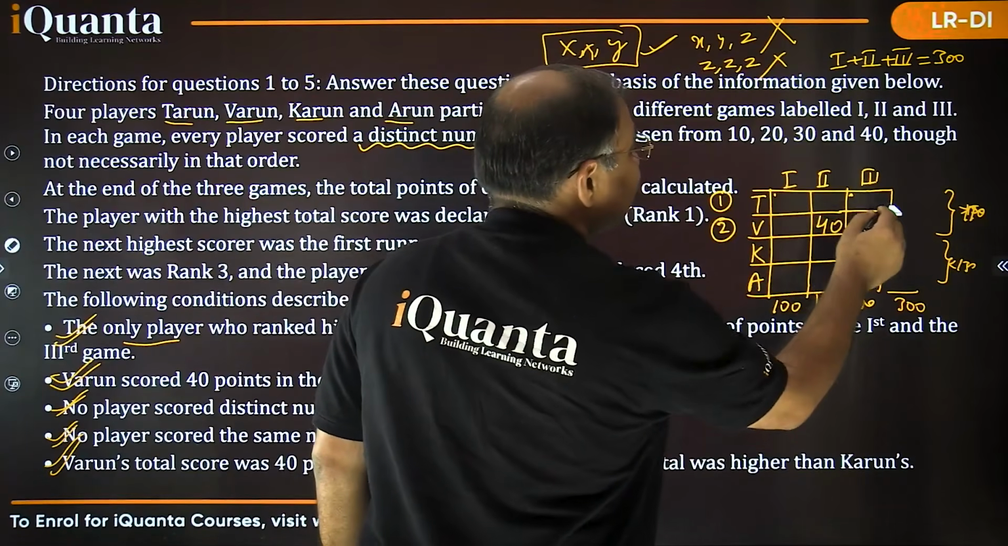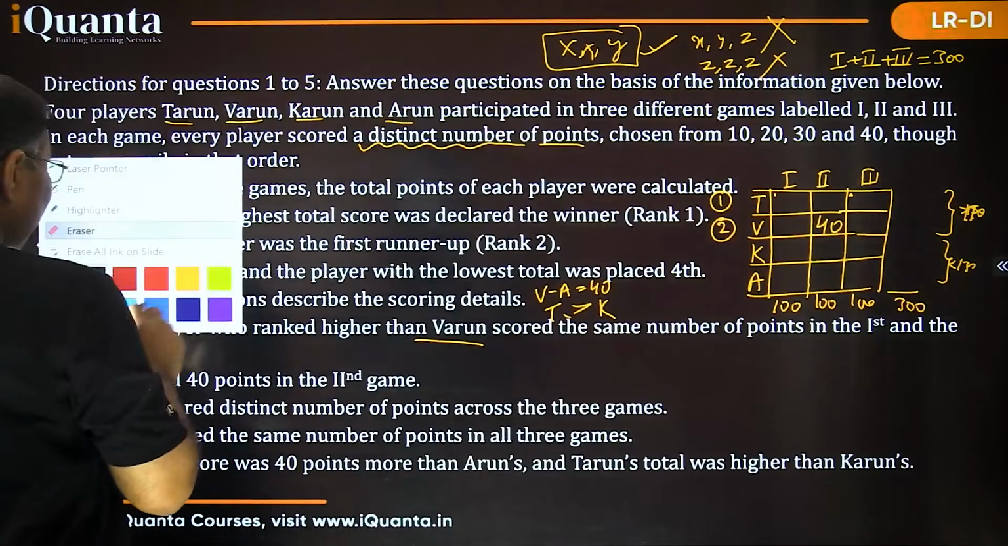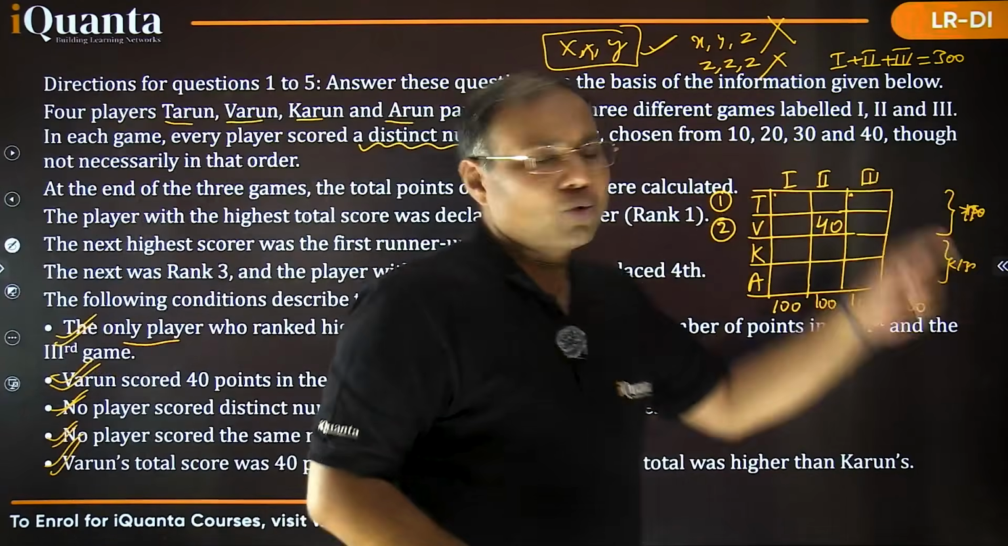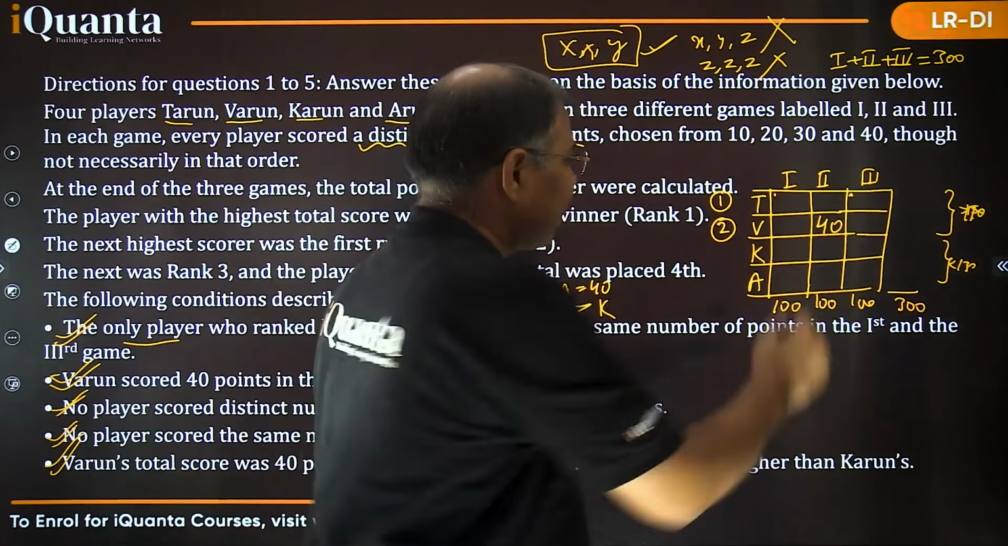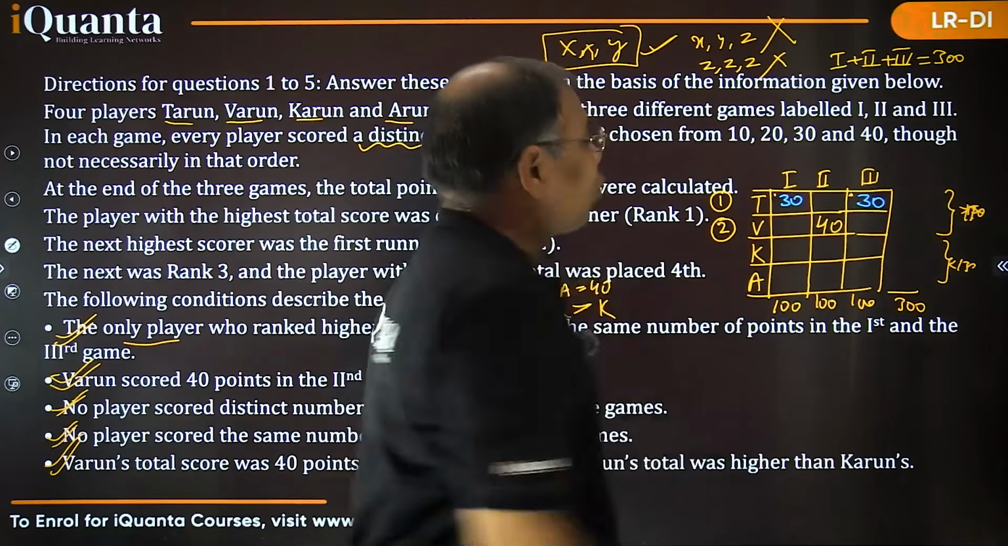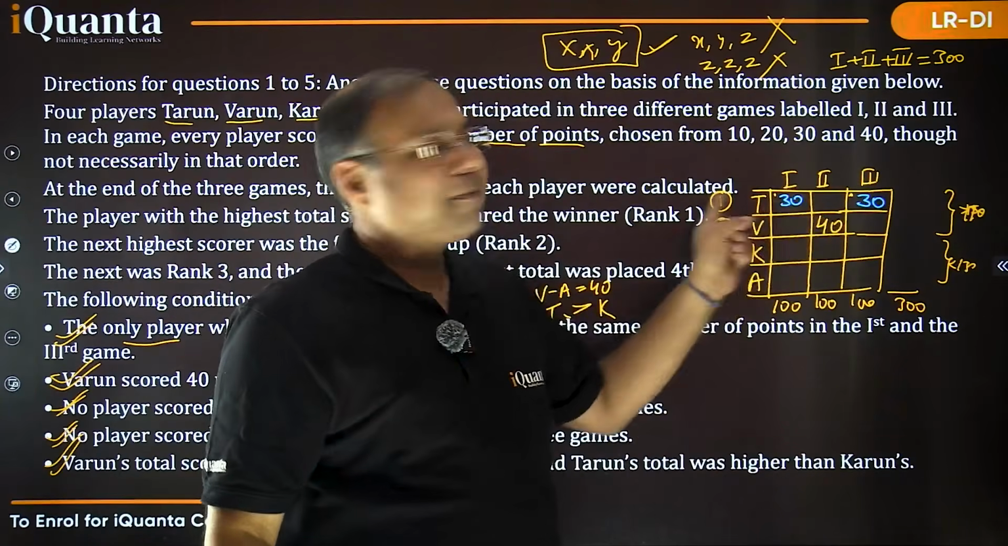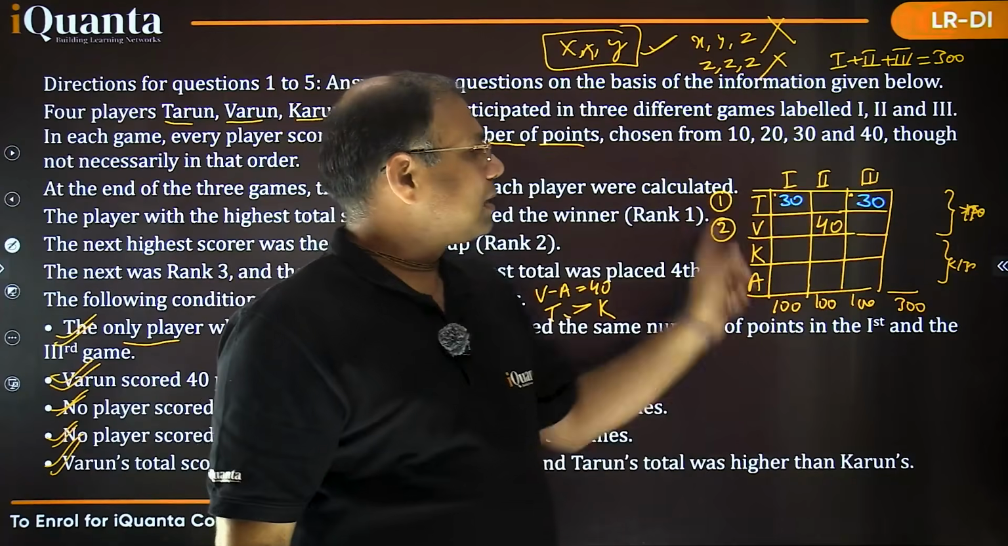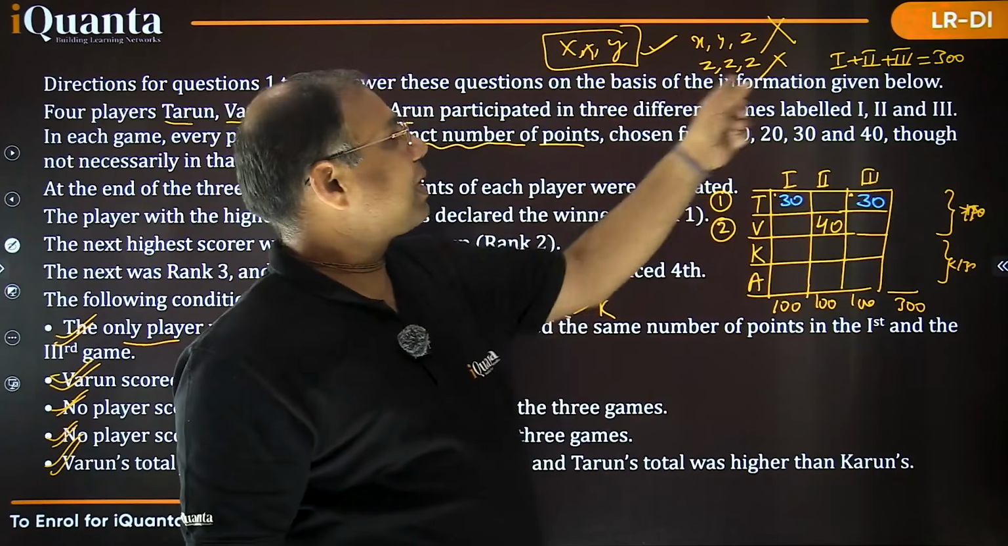So let's move to the next possible scenario. For these two equal scores, maybe let's try 30, right? So if I take this to be 30 and 30, can you tell me what could be the maximum value in this second game for this first person? It can't be 30 because we know that all three can't be the same, right?